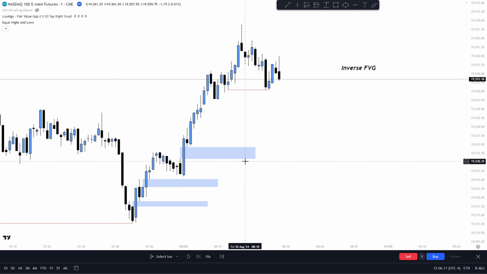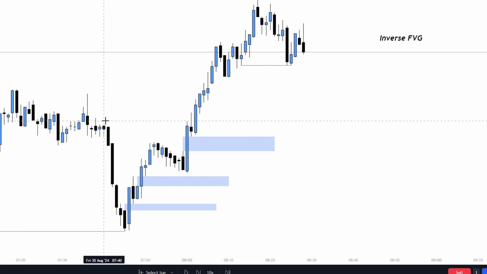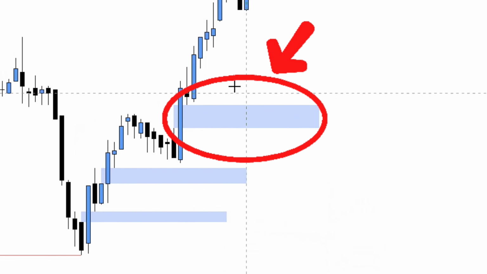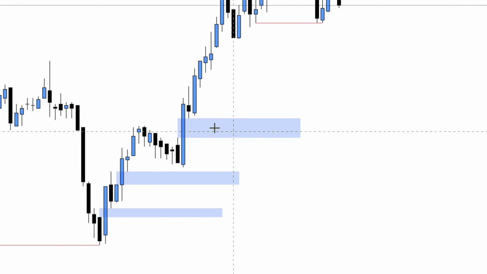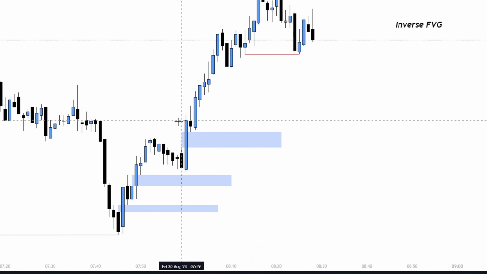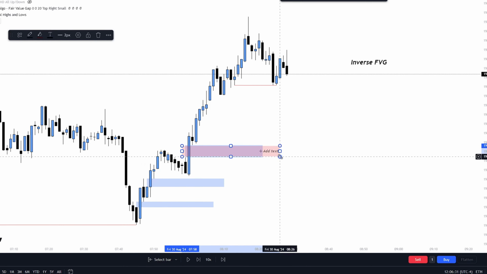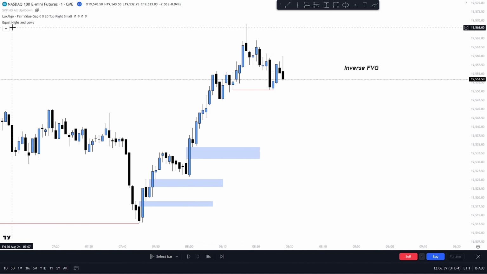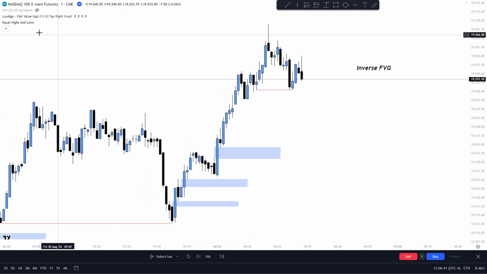Essentially, it's easier for me visually. Once the fair value gap is created, I know where it is, and I just put my own fair value gap in here and mark it out, so I can look in the higher time frame to see if there are any fair value gaps there. I'll get into that later on. But that's what I use, and I also use equal highs and lows.